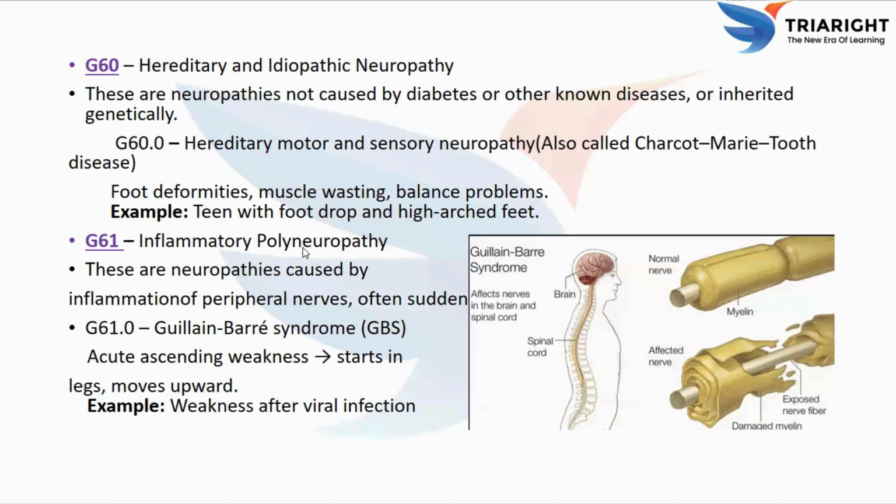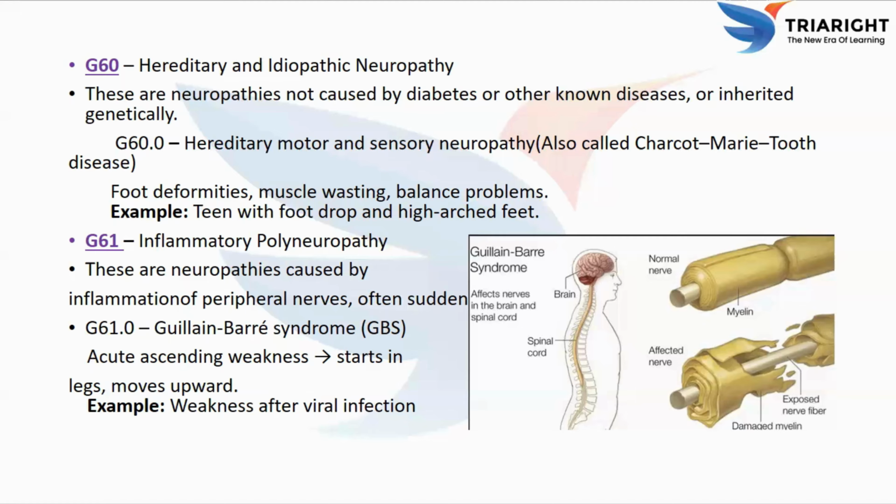So what are the key features of this syndrome? Acute ascending weakness, meaning it starts in the legs and moves upward. It often occurs after a viral infection. So the myelin sheath gets damaged and it slows down the nerve signals. So for example, when a patient develops leg weakness after a viral infection, which spreads upward, you have to assign the code G61.0.